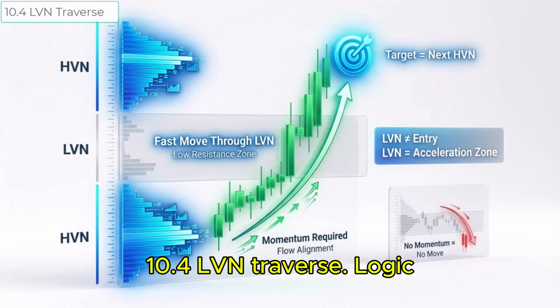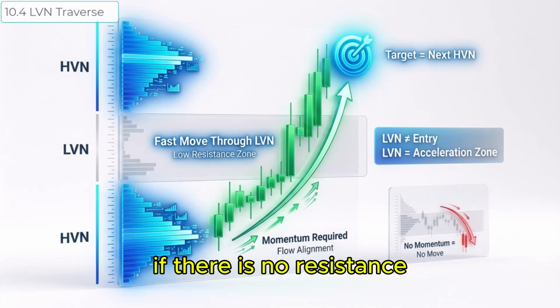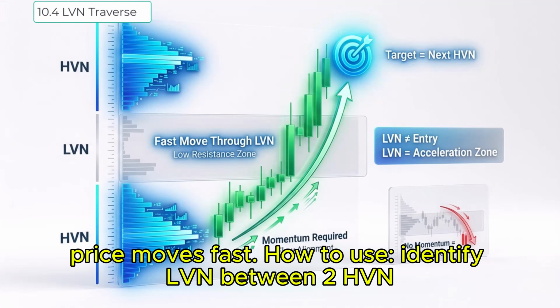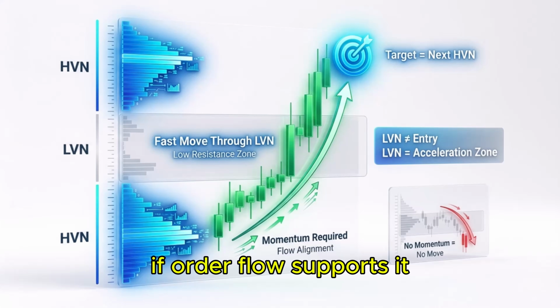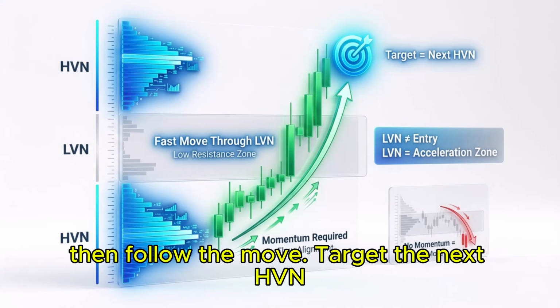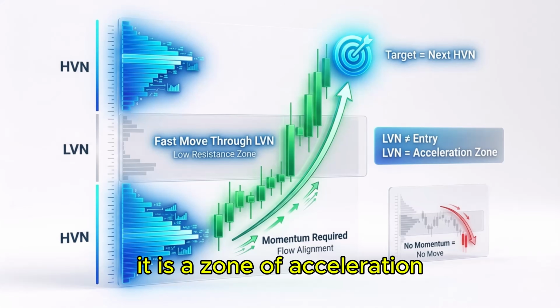10.4. LVN traverse. Logic: when price enters a low volume area, if there is no resistance, price moves fast. How to use: identify LVN between two HVNs. Wait for momentum into the zone. If order flow supports it, then follow the move. Target: the next HVN. Key reminder: LVN is not an entry signal. It is a zone of acceleration.